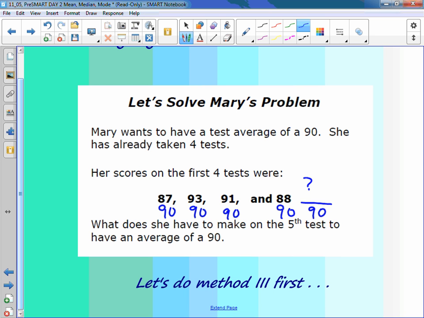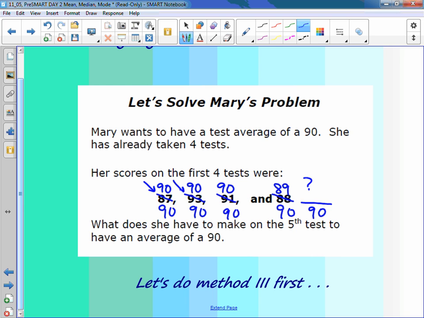So if she's going to have an average of 90, what an average is, we took these points and we shared them evenly. Okay? So we have 90 points in each stack. Notice this stack, 87, doesn't have enough. This stack has too many. We can take 3 points out of there and bring it over here. Now these stacks have 90. This stack has 1 too many, right? Take that one out and add it to this stack. So, what does she need to make on this test so that all our stacks make 90?